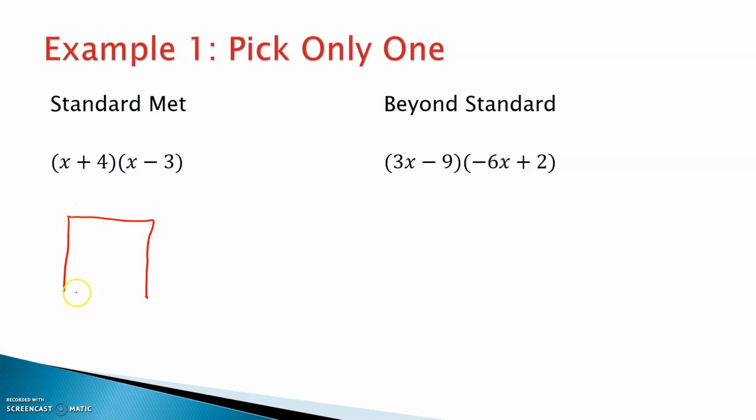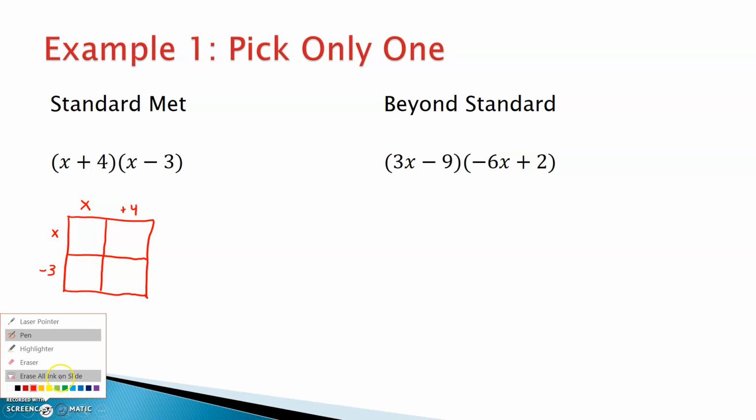So if you guys like the Punnett square from yesterday, okay, so you create your Punnett square. All right, just kind of like biology. You take your first binomial, we put x, and then that's a positive 4, so we put plus 4 up top. And then your second binomial, you write it on the side, x, and that's a negative 3, so we put minus 3 on the side.